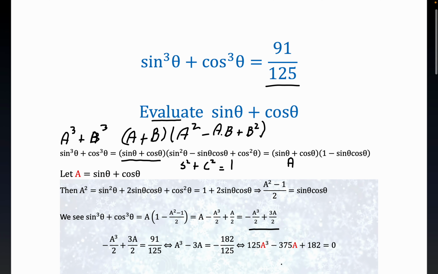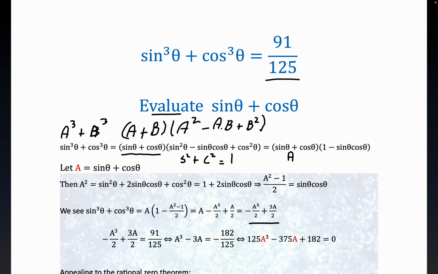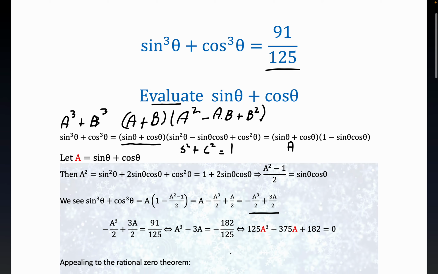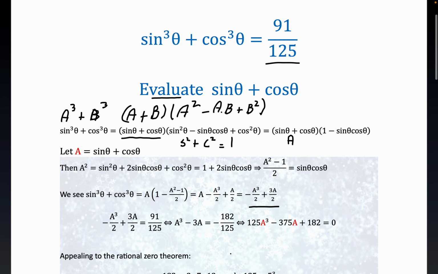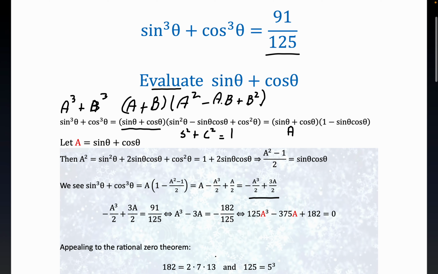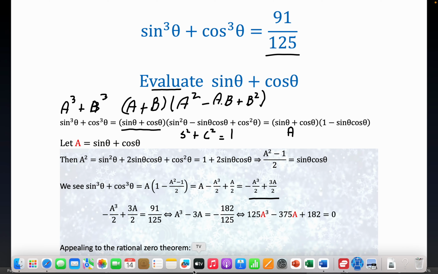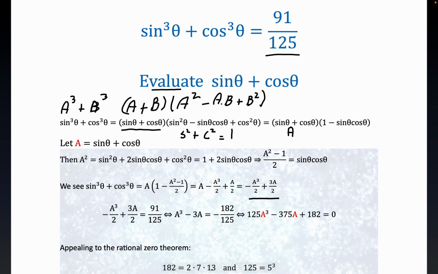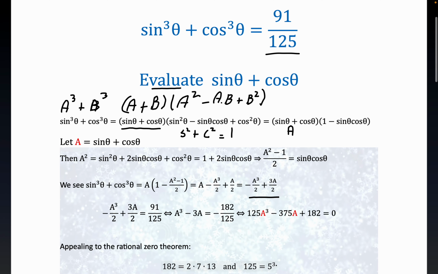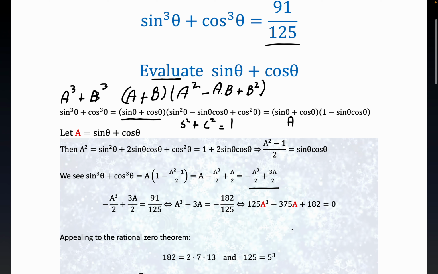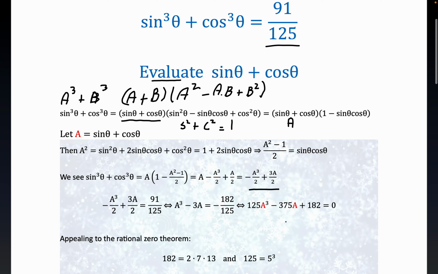Now, folks, notice here that you can observe that 182 is equal to 2 times 7 times 13, and again, 125 is just 5 cubed. Now, there's a result called the rational zero theorem that says possible rational zeros are any combination of the divisors of 182 over any combination of the divisors of 125.